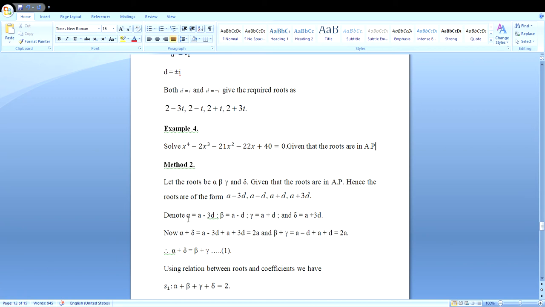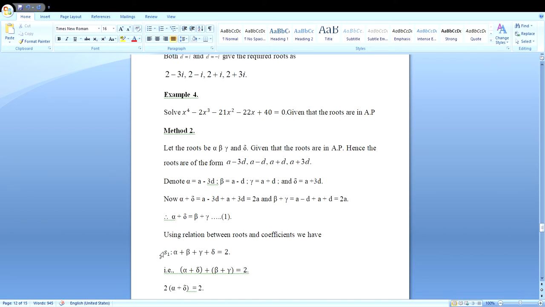Now adding these two, that is alpha plus delta, that is a minus 3d plus a plus 3d, which is 2a. Again beta plus gamma, that is a minus d plus a plus d, this is also 2a. That is, we get the condition that alpha plus delta is 2a and beta plus gamma is also 2a. Therefore, alpha plus delta equal to beta plus gamma. Using this relation and using the relation between roots and coefficients, we are going to solve it.